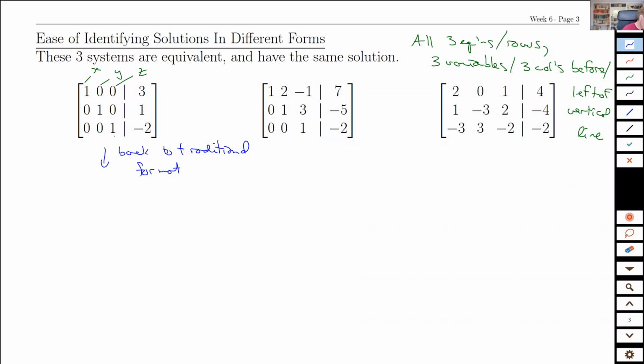When you have this format here, look what you get for X. X is 1X, and there's 0 Ys and 0 Zs equals 3. Oh, and the second one is 0X's plus 1Y, 0 Zs equals 1. And Z equals -2. The solution can just be read directly from the matrix.